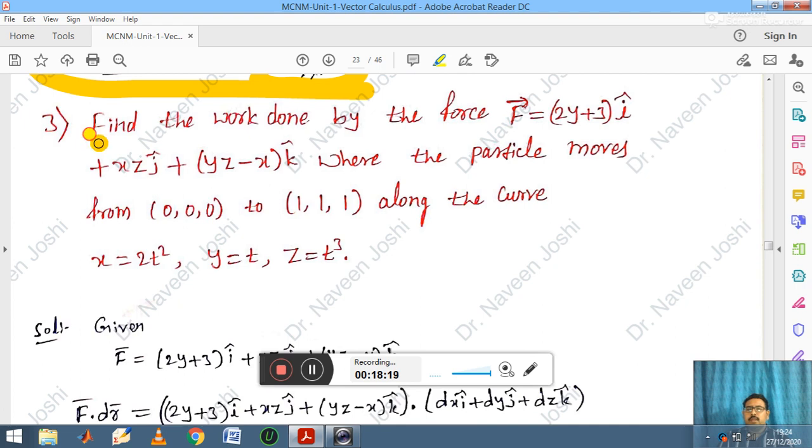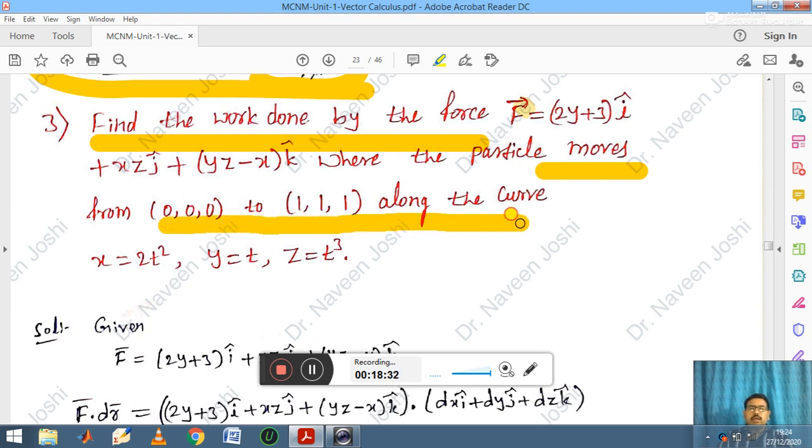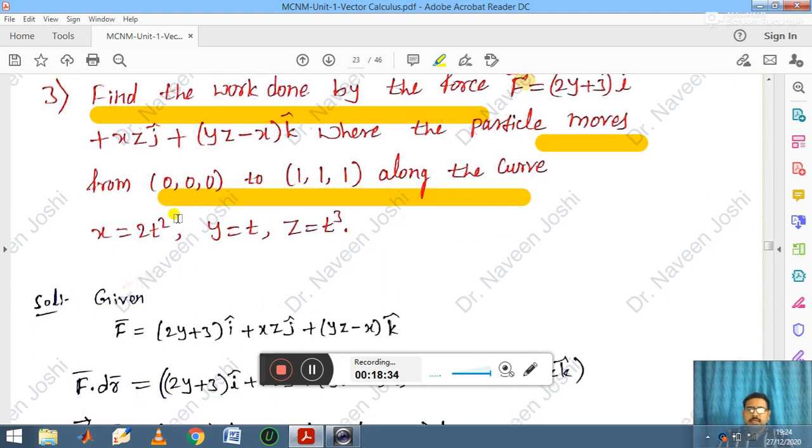Third one, find the work done by the force. Work done by the force means a line integral problem. They are given a vector point function where the particle moves from 0 0 0 to 1 1 1 along the curve. Here 0 0 0 to 1 1 1 means it is a three-dimensional space.